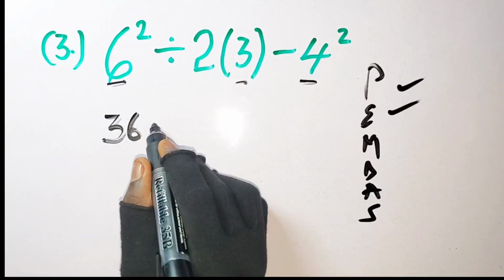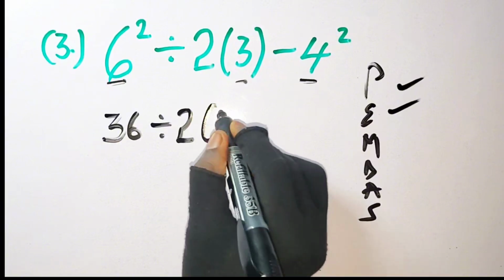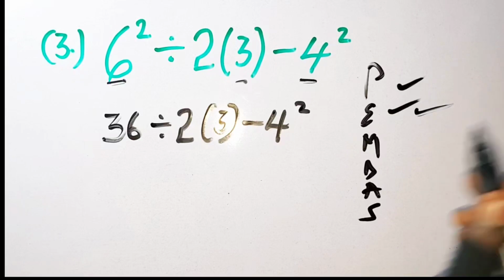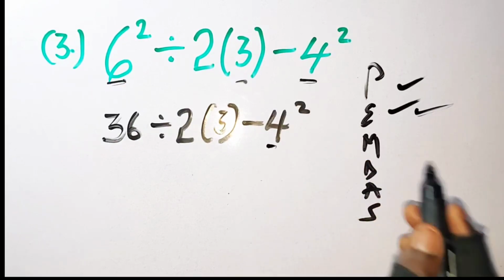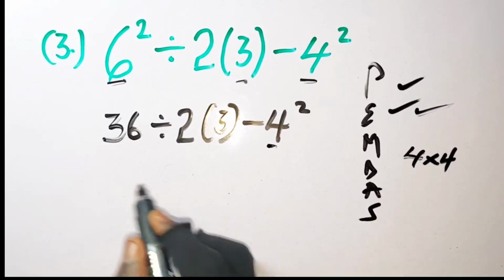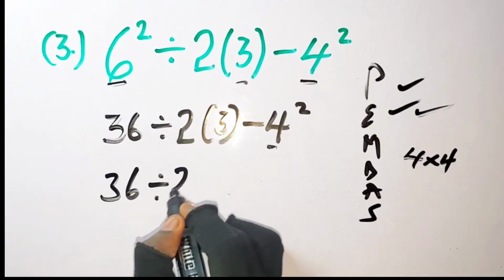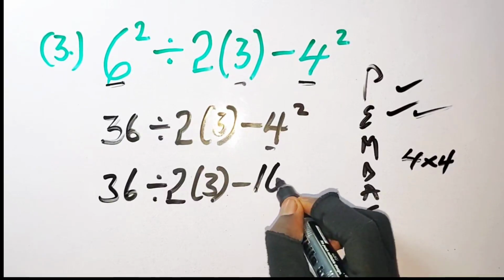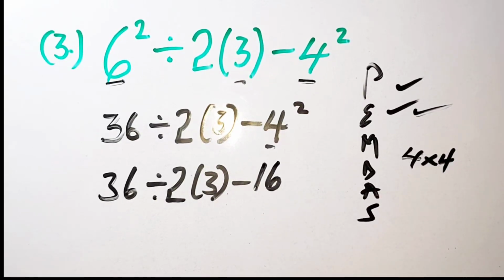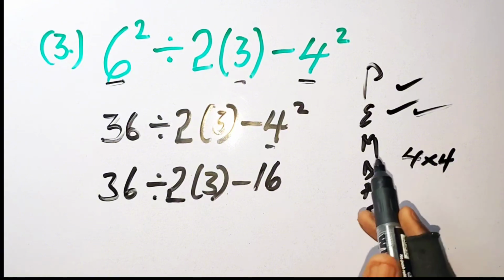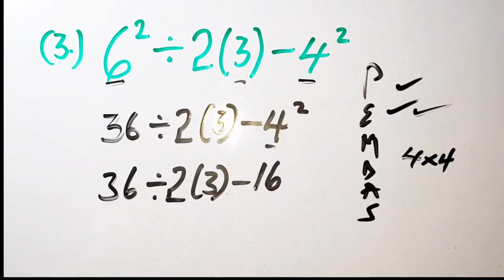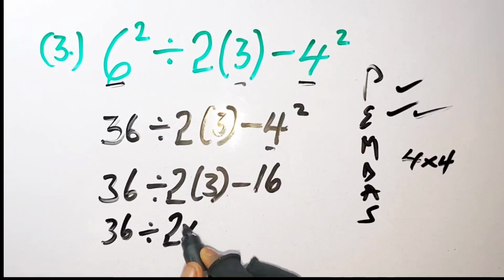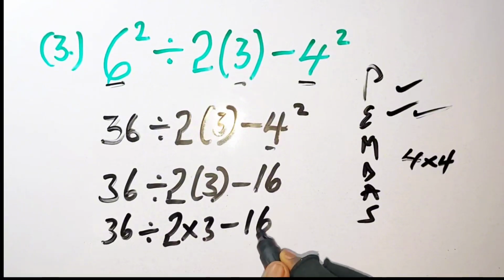Okay, now, divided by 2, parentheses 3, drop the rest of the equation. That's all. Then, exponent again. 4 squared, that is 4 times 4. You drop the rest of the equation. 4 times 4 equal to 16. Okay, now, to the next one, we have multiplication. Let us rewrite this question as 36 divided by 2 multiplied by 3 minus 16.